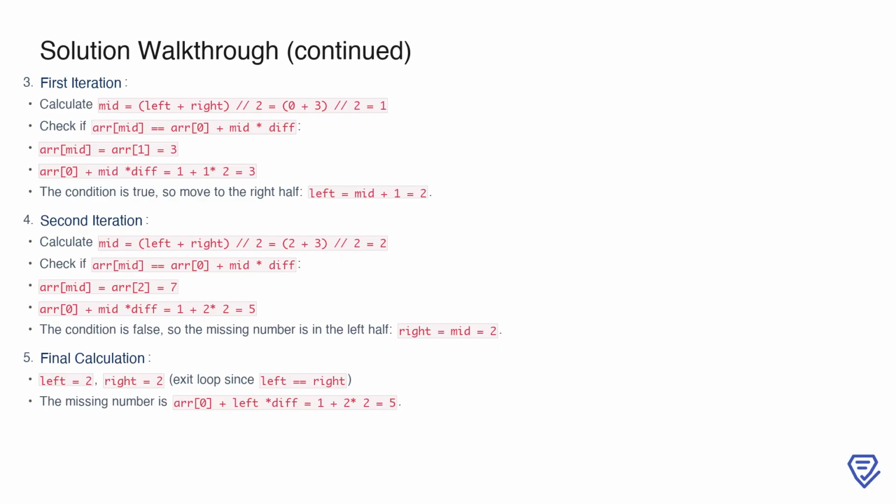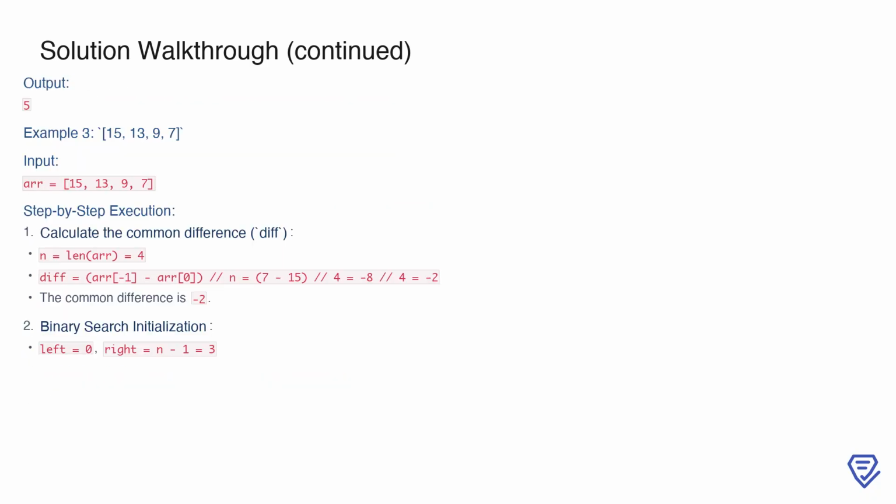The missing number is calculated as arr[0] + left * diff, which is 1 + 2 * 2 equals 5. The output for this example is 5, as the missing number in the sequence 1, 3, 7, 9 is 5.